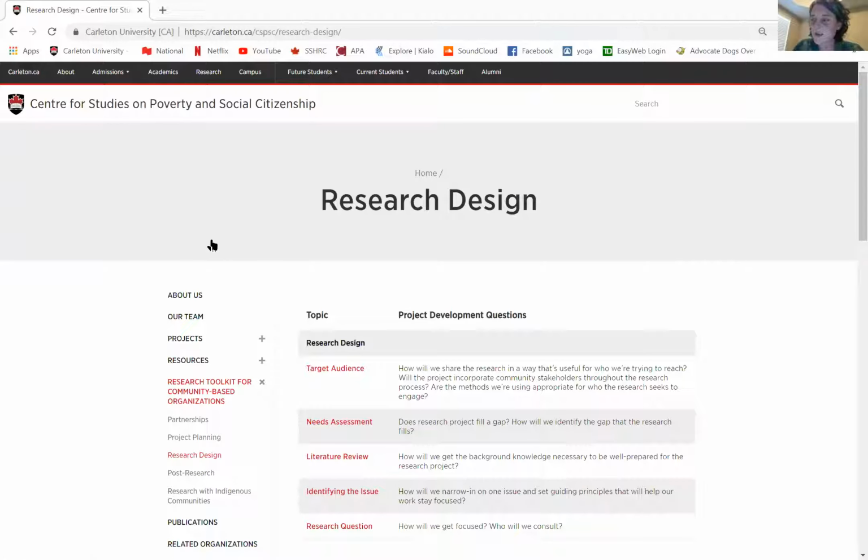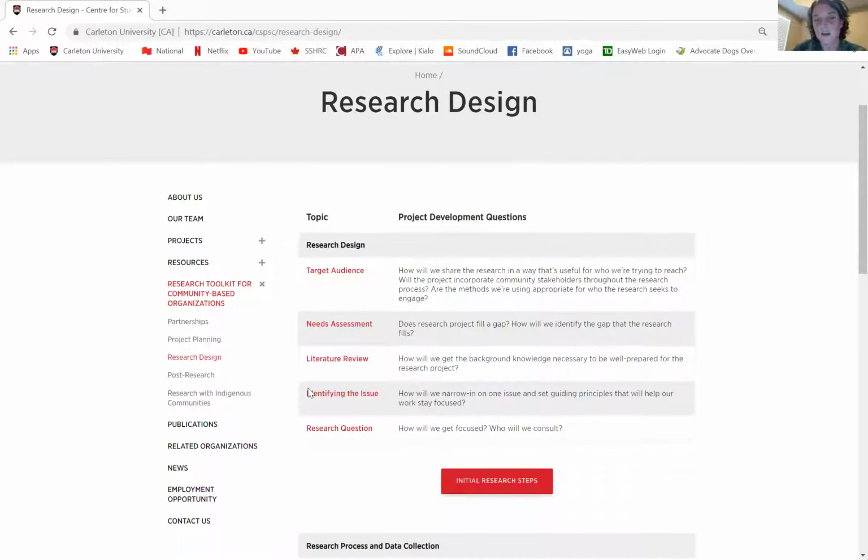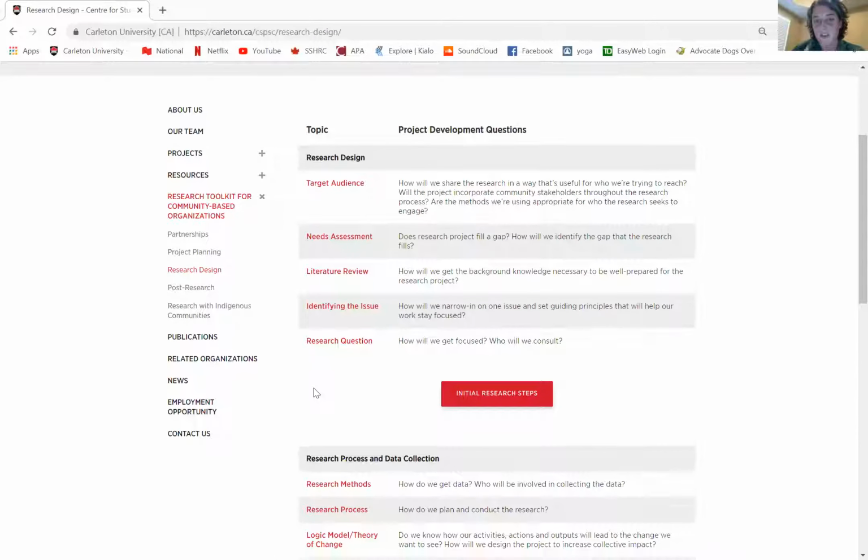I know when I met with community organizations, some of them said, well, we rely more on the academics for the research design. But coming from a community first approach, it is very important that this research is designed together with the community organization and the academic partners. So there's lots of different topics within here and information on things that, coming from the community, you may not have the experience with in research.